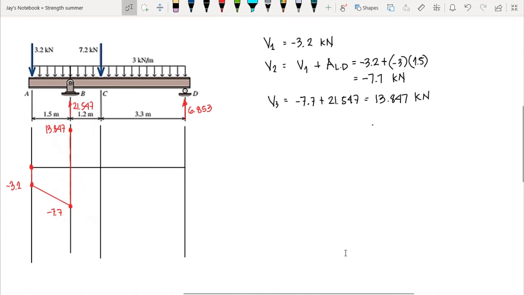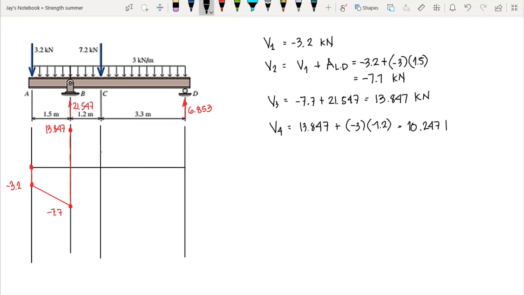And now we can determine our shear at point C by computing the area between B to C, and that is the area of our load diagram. So this area, let's say that's our V4, is equal to the initial shear, 13.847. Then plus, take note that our load here is acting downward, so that's negative 3 times the length, that is 1.2. That's the area of the rectangle. And this equals 10.247 kilonewton.